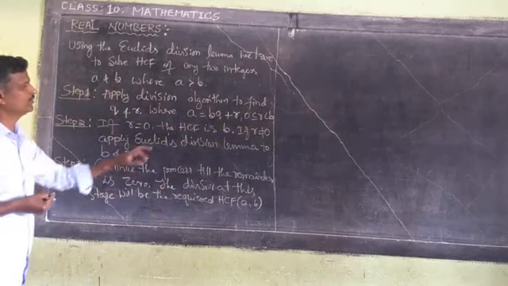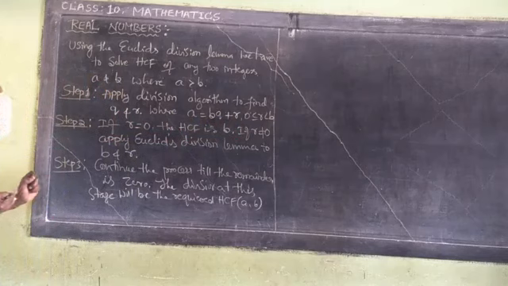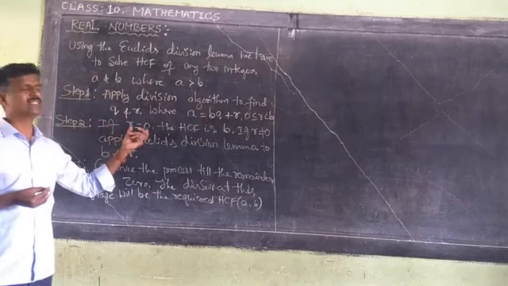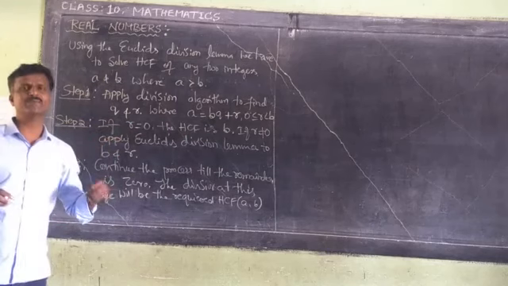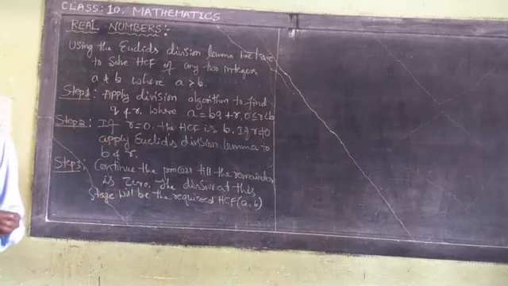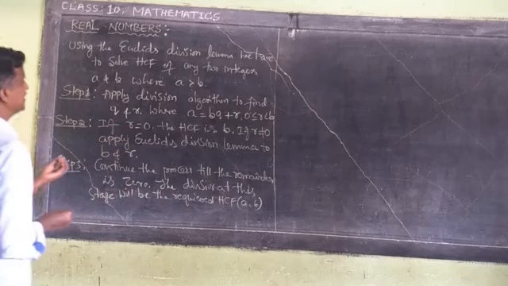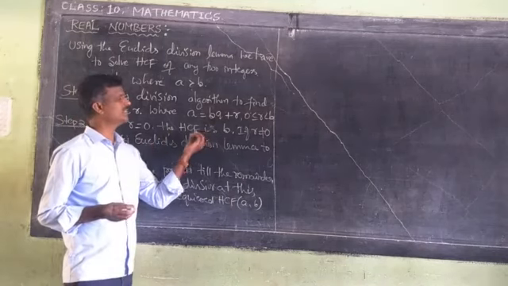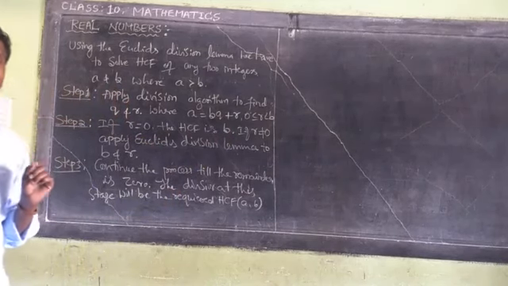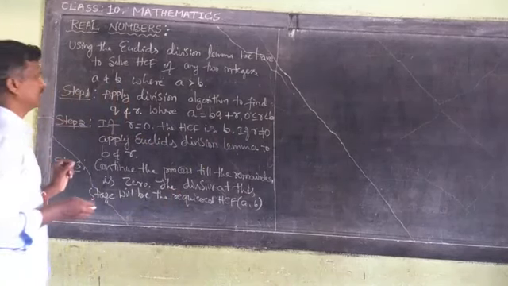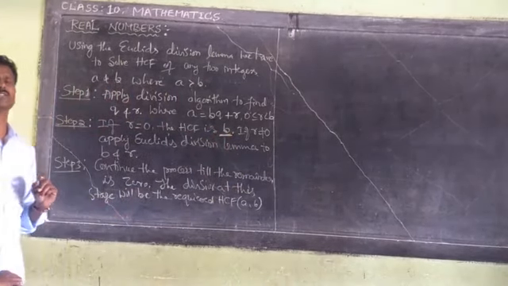We can do the procedure here. After that, if r is equal to 0, what are the steps? If the remainder becomes 0, you can do the division procedure. You get the remainder 0, then what is the HCF? HCF is b. HCF means the divisor. The divisor can be considered as the HCF of the given two numbers.